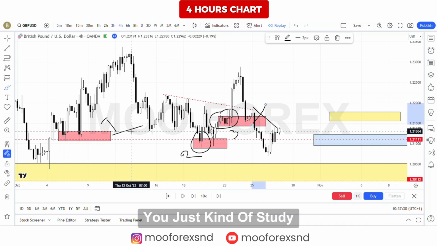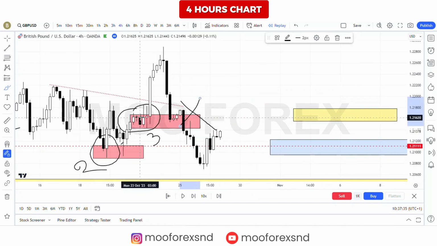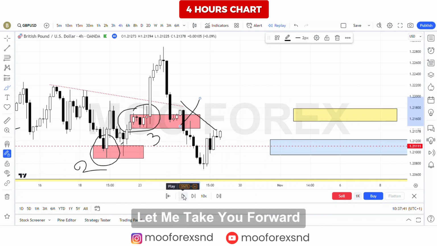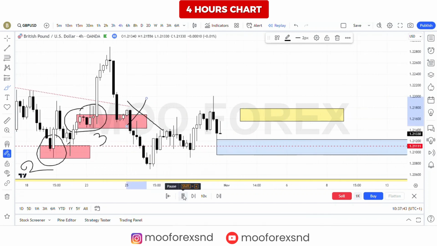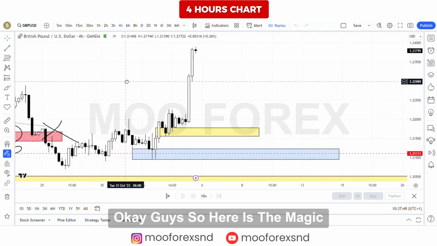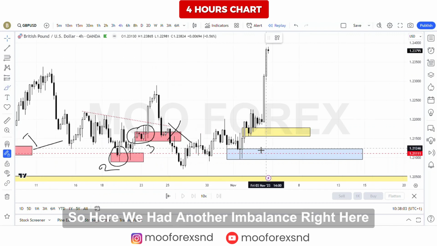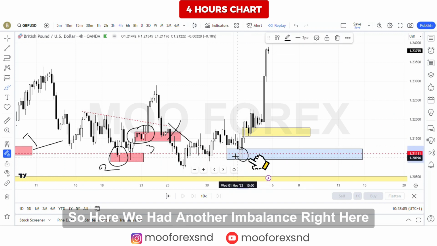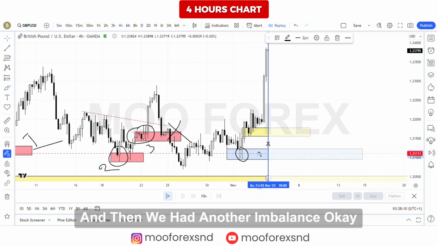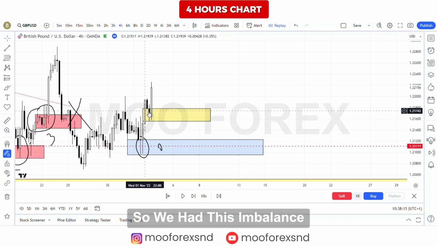You didn't study your strategy enough. Okay, guys. So I had 3 losing trades. Now let me take you forward. Okay, guys. So here is the magic. So here we had another imbalance right here, but price never came to this level. And then we had another imbalance. Okay. So we had this imbalance.